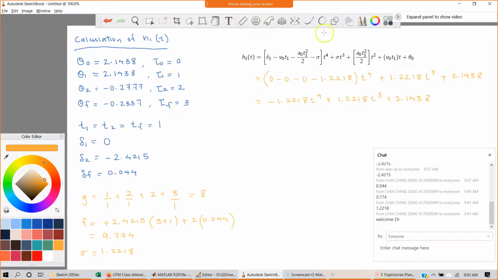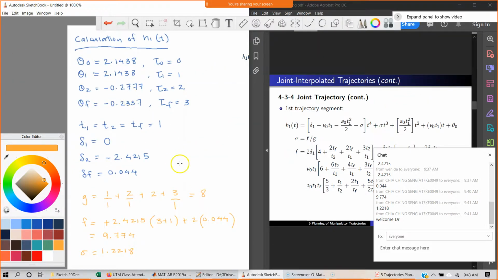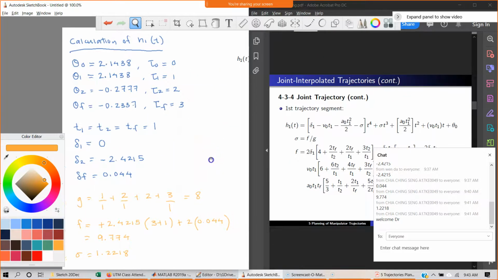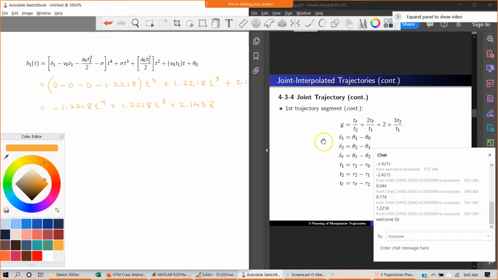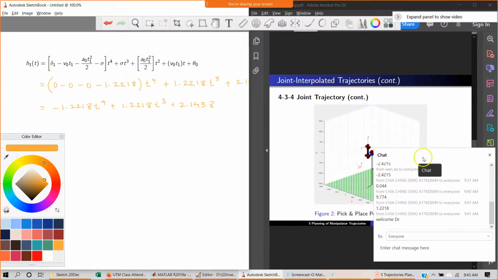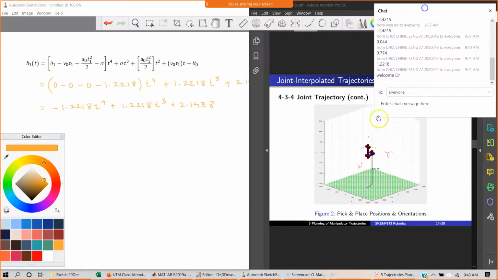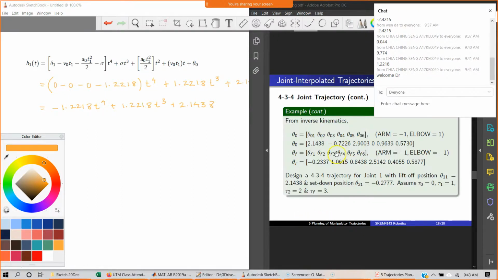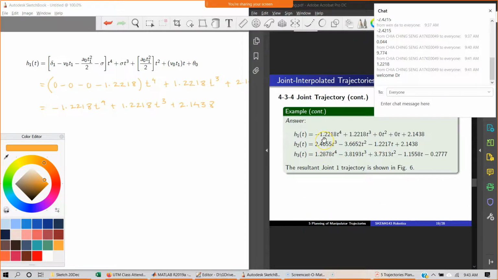Okay, let's check. So minus 1.2218 t^4 plus 1.2218 t to the power of 3 plus 2.1438. So that's correct. H1 is correct.